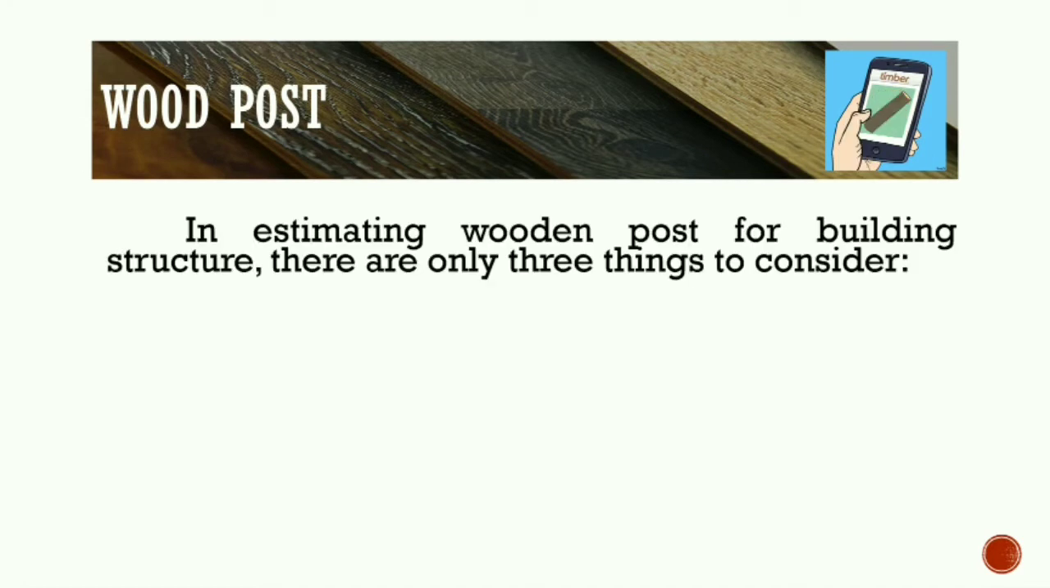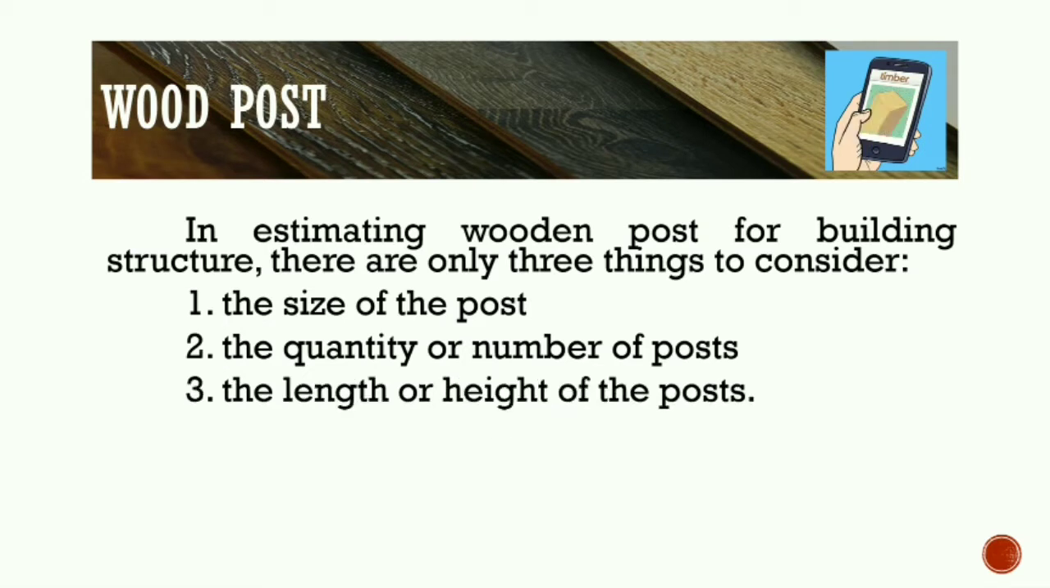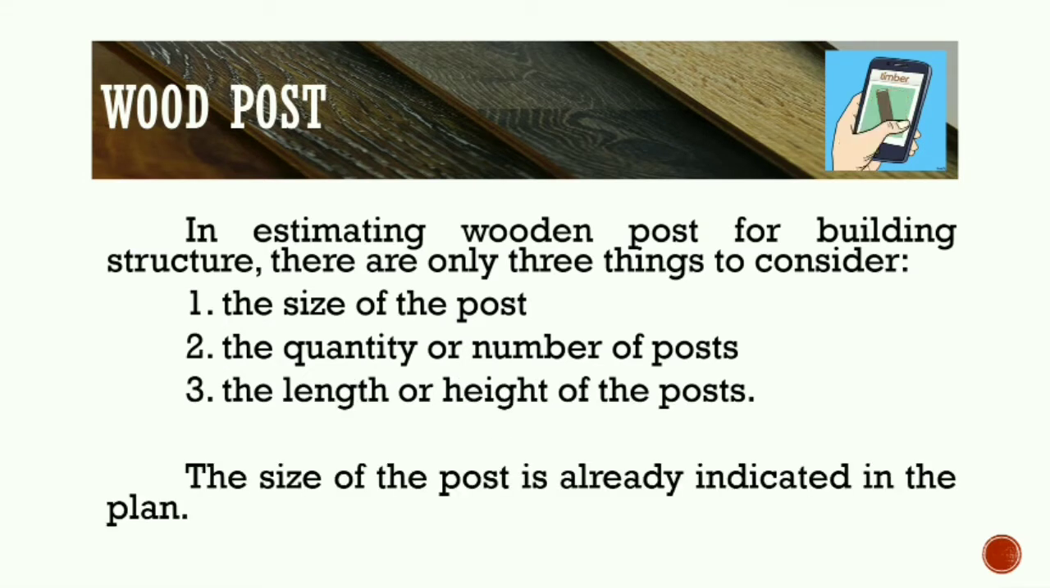For the wood post, in estimating the wooden post for a building structure, there are only 3 things to consider. Number 1 is the size of the post. Number 2 is the quantity or number of posts. And the third one is the length or height of the post. The size of the post is already indicated in the plan.